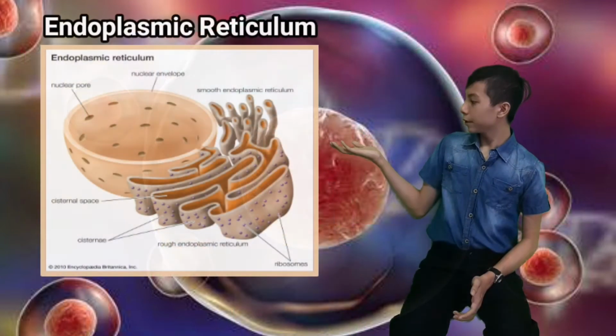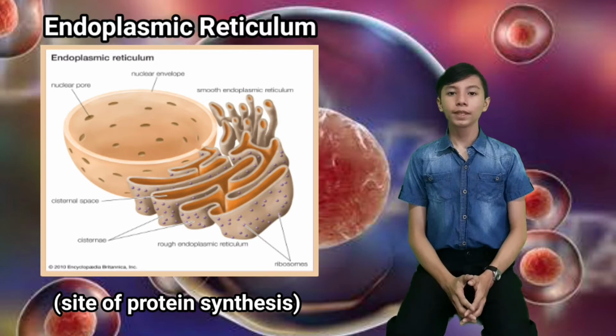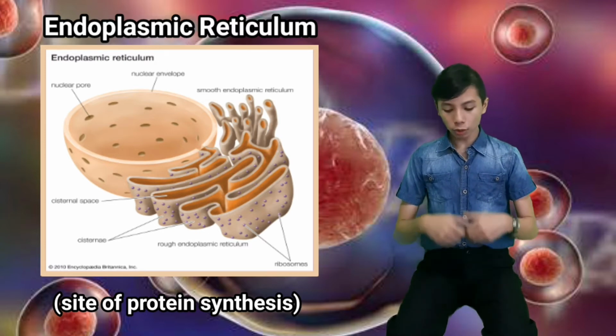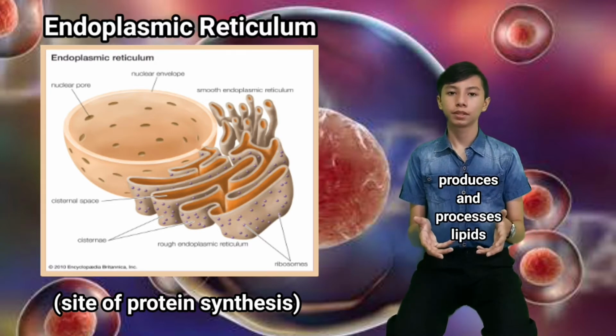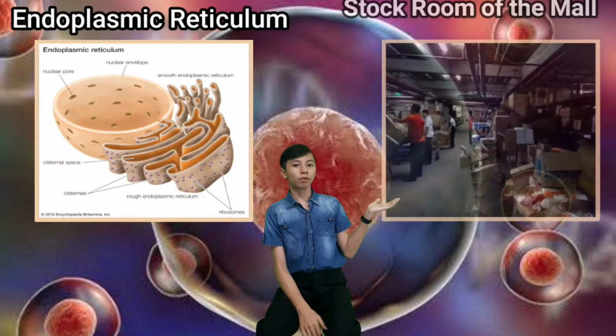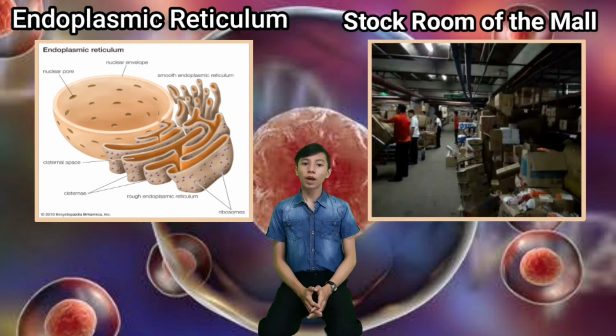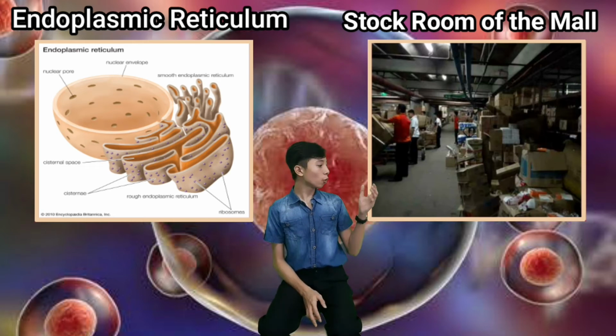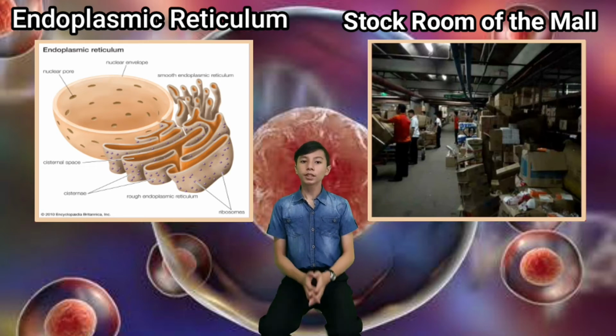The endoplasmic reticulum is the site of protein synthesis. It also produces and processes lipids. We can compare the endoplasmic reticulum to the stockroom in the mall, wherein the products are being processed, stored, or kept. The ribosomes are the employees working in the stockroom, and we can consider the products as the proteins.